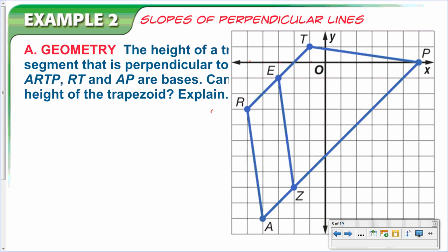5 and 3, and then this one would be -1 and 1, right? Okay, so 3 minus 1 would equal what? 2. And then 5 minus the -1 would be what? 6. So the slope equals 1/3, right? Okay, now check this one.